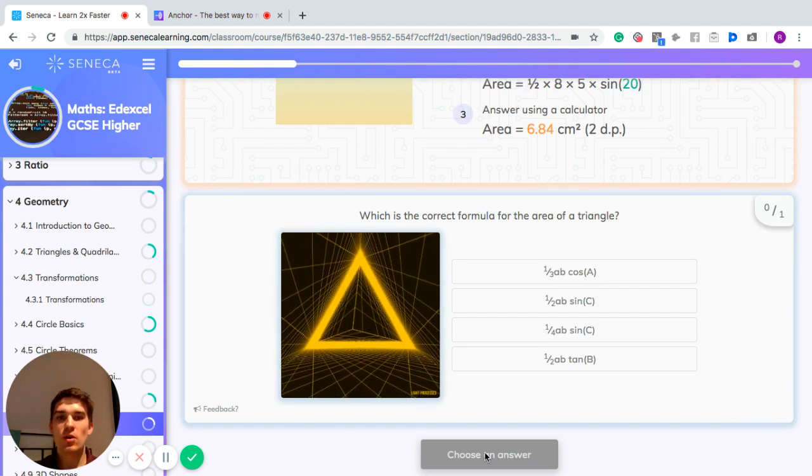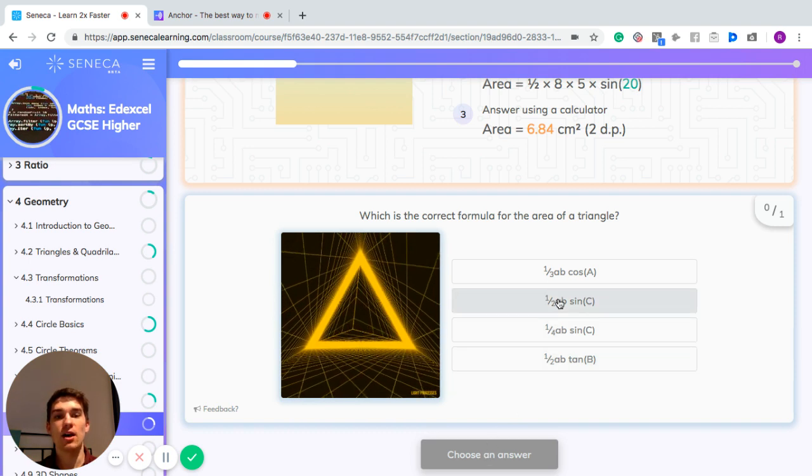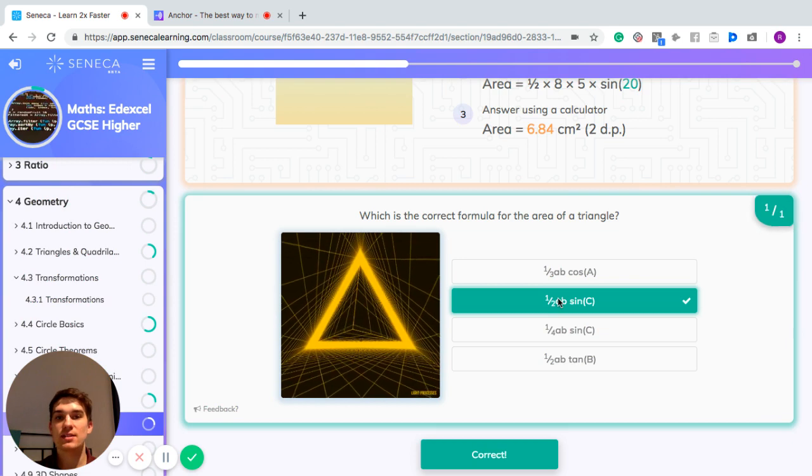So can you remember what that formula is for the area of the triangle? It's one you need to remember, so test yourself and see if you can remember it now. And hopefully you got that right. It's half of AB sine C.